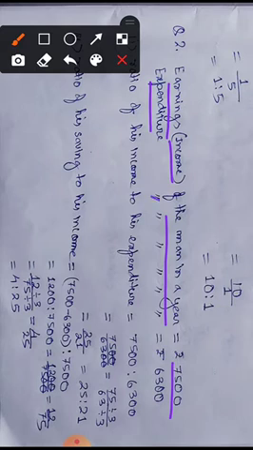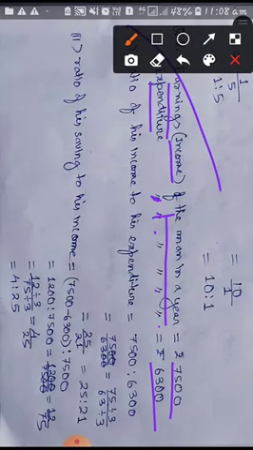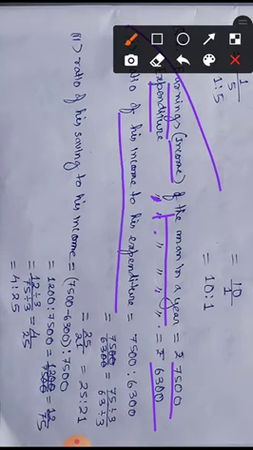Now the expenditure of the man in a year is rupees 6,300. Now you have to find the ratio of his income to his expenditure. This is question number 1, Roman number 1. So his income is 7,500 and his expenditure is 6,300. So we'll write 7,500 divided by 6300. Now 0 cancel, 0 cancel.